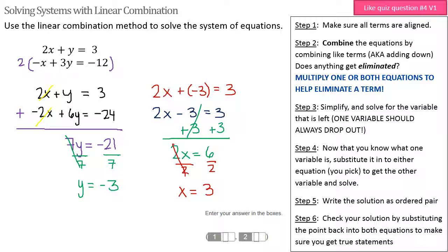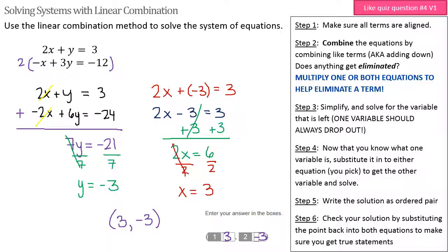So now we want to write that as an ordered pair. Remember, your x value comes first, so positive 3 comma negative 3. And when you are taking this for quiz question number 4, you're entering your answer in the boxes. So you're only entering the numbers, not the parentheses or the comma. So that's it for the first version for like quiz question number 4.